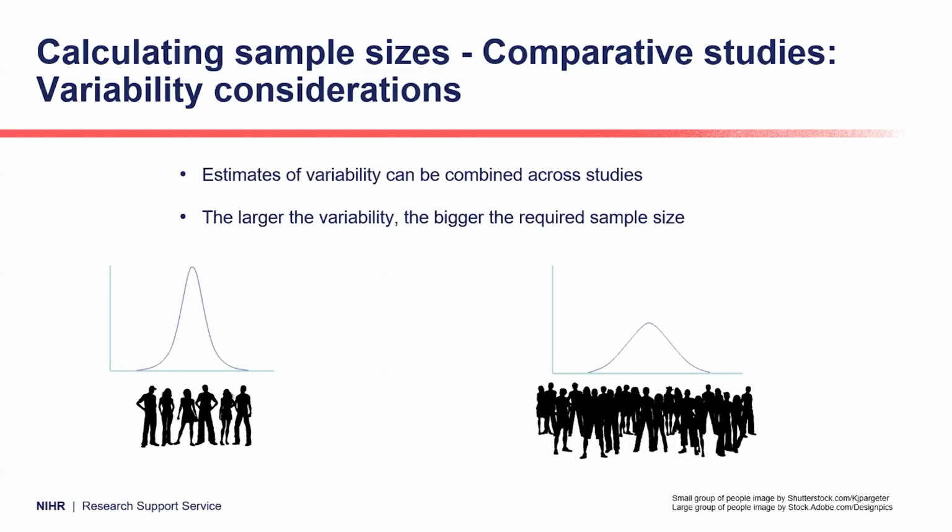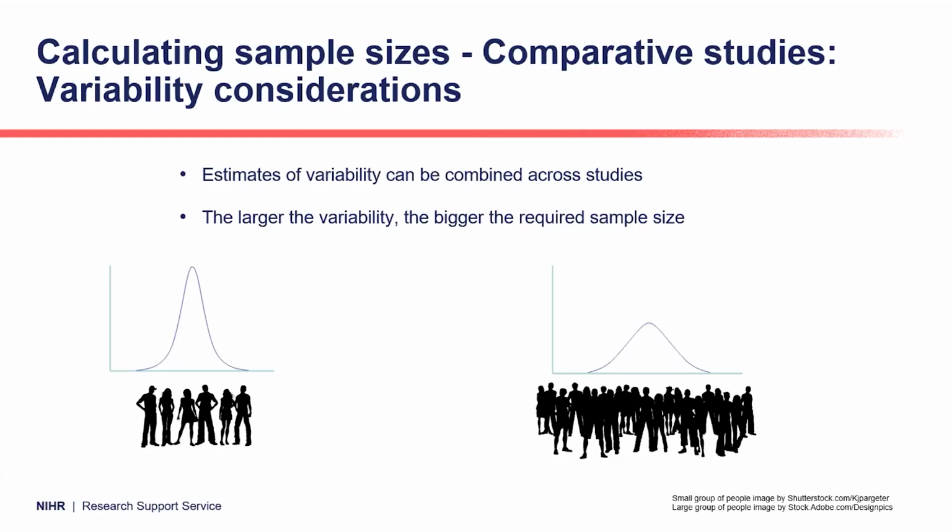It's important to note that a larger variability leads to requiring a larger sample size. In other words, more people that you need to recruit. If patients in the population of interest are more different from each other, for example, a wider range of age, this means that your data are likely to be more scattered and you will need to have a bigger sample size to see what's going on in this population.